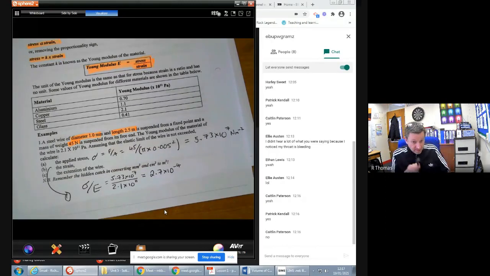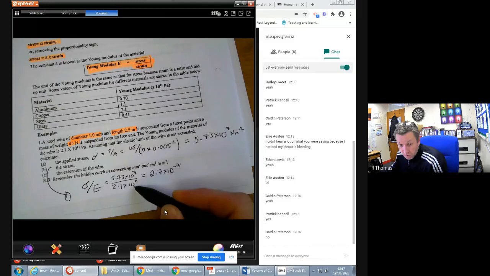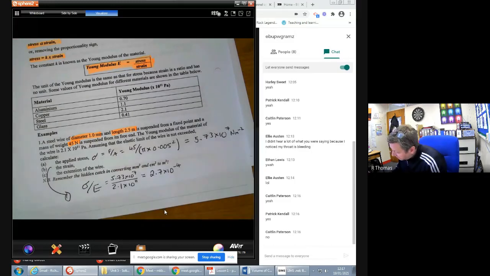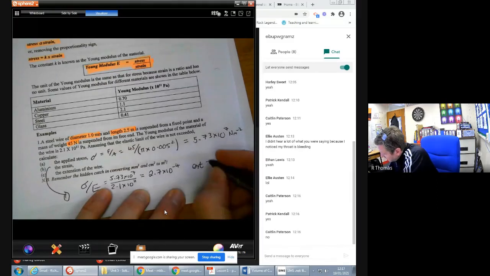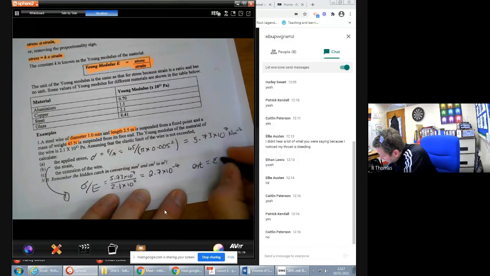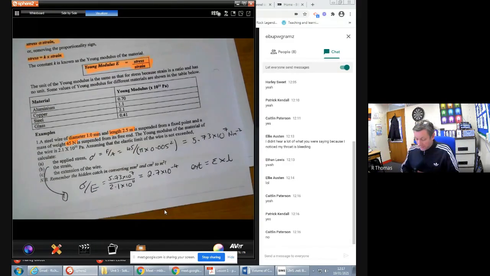Now, of course, that doesn't have any units, right? Strain doesn't have units. These are both newtons per meter squared, so they've cancelled each other out. And then finally, now they want us to determine the extension of the wire. So strain is extension divided by original length. So extension is the strain, epsilon, times the original length.